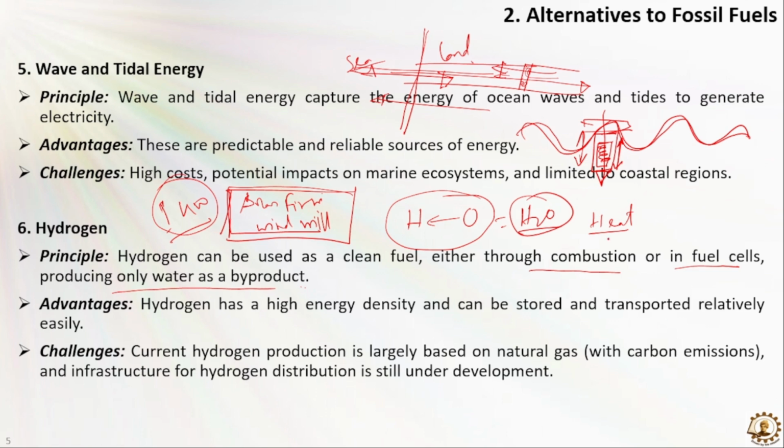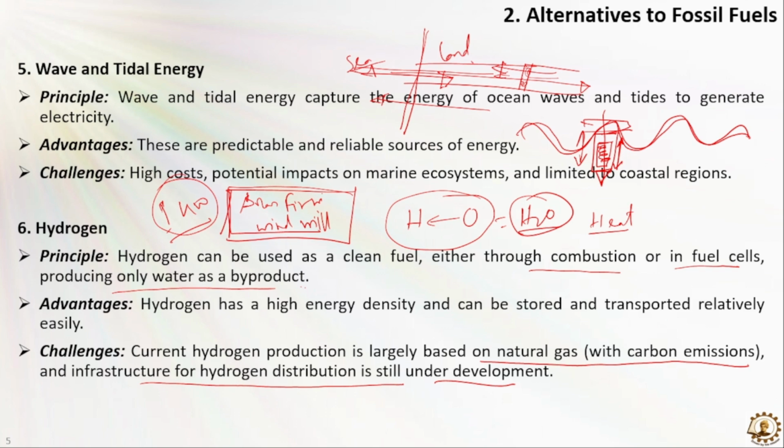The challenge hydrogen fuel is facing right now is that it is largely based on natural gas with carbon emissions, and the infrastructure for hydrogen distribution is still under development. That means it is at the research stage. A lot of understanding is required to develop it and use it as an alternative to fossil fuels.